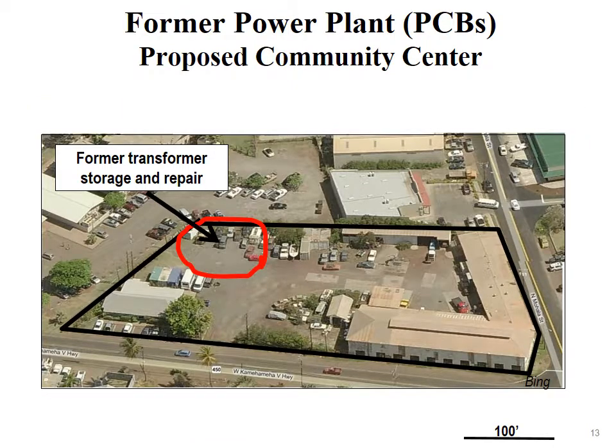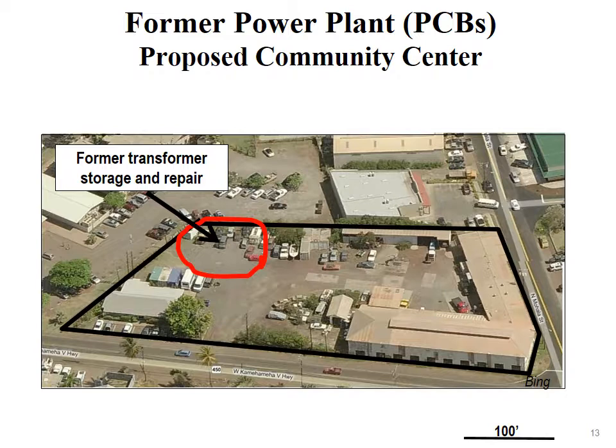Here's another property. This is the former power plant on the island of Molokai. The power plant has been out of business for 30 years, and is proposed to be redeveloped as a community center. We knew from historical data, interviewing people who used to work at the property, and looking at aerial photos that in this back corner is where they used to take the transformers out, dump the oil, and replace it with fresh oil. So we had strong suspicion that this area could be contaminated with PCBs from dumping of waste oil in the past.